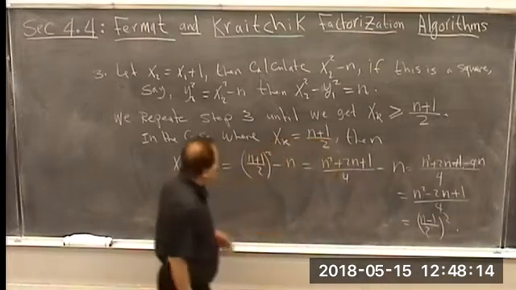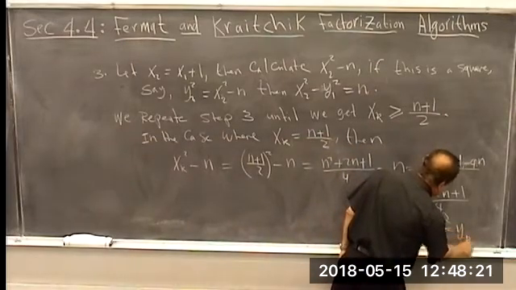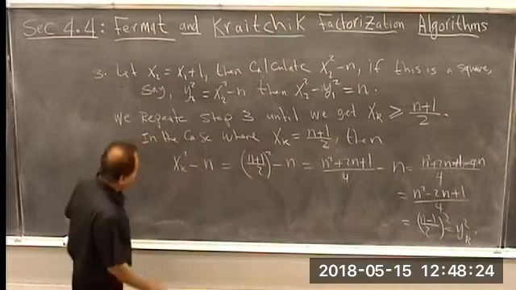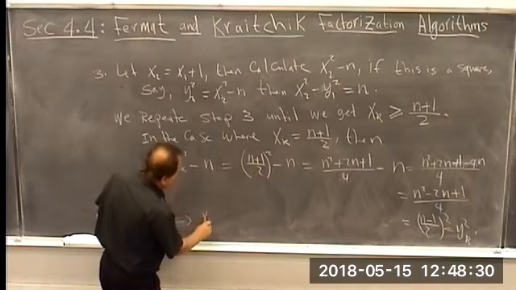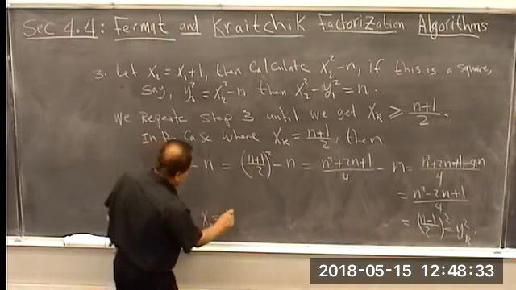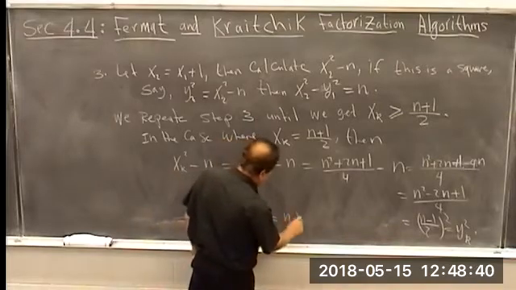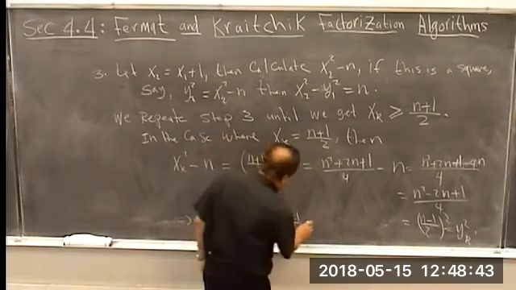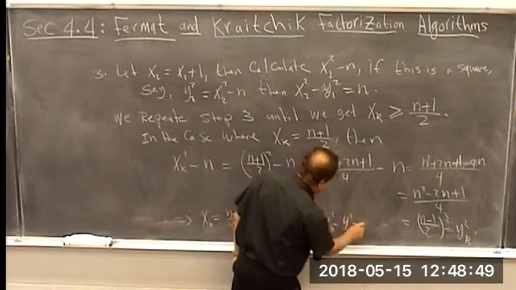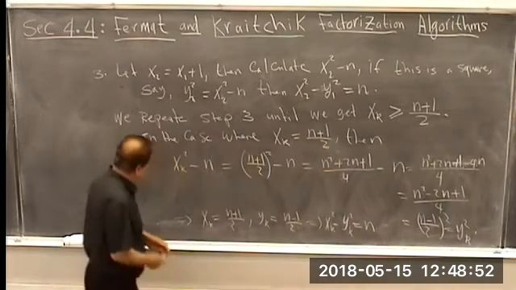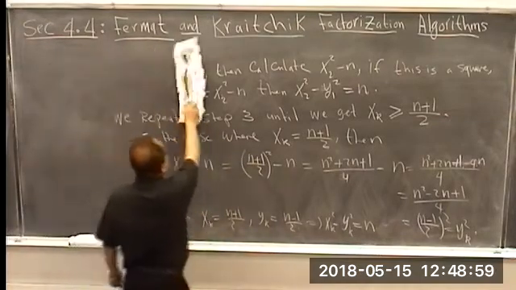So in other words, this is a perfect square, so this is y sub k squared. And this leads to a trivial factorization. So x_k we take as (n plus 1) over 2, and y_k equals (n minus 1) over 2. And this gives x_k squared minus y_k squared equal to n. But the factoring that we obtain from here is, of course, the trivial one, as we will see.